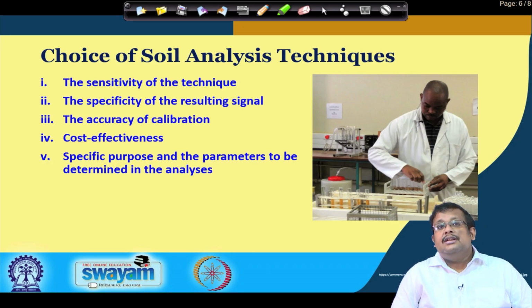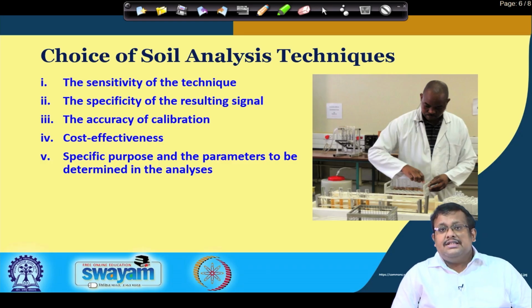So, unless you get this particular resulting signal, or the specificity of the resulting signal, you cannot understand any particular pollutant. So, the specificity of the resulting signal is another important issue. The accuracy of the calibration: whatever type of analysis you do, the calibration of the instrument is the most important thing. If the calibration is wrong, then the results are wrong. So, calibration is one of the most important processes of measurement.